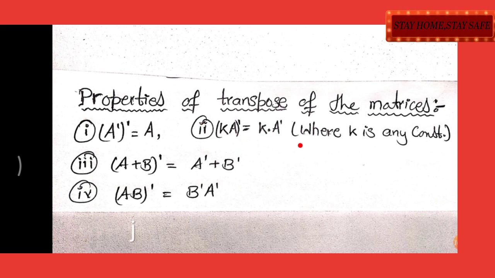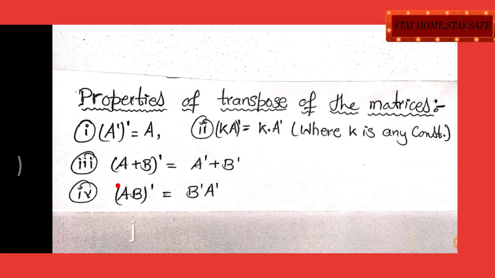The third property says that A plus B whole dash is equal to A dash plus B dash. Nothing but the distributive property. Here the dash gets distributed equally to both matrices, as in the bracket. And the fourth, AB whole dash is equal to B dash A dash. Normally people will try saying that it can be A dash B dash, but not so, my dear friends. It should be B dash A dash. It is reversed. We must remember it. It is a very important thing.